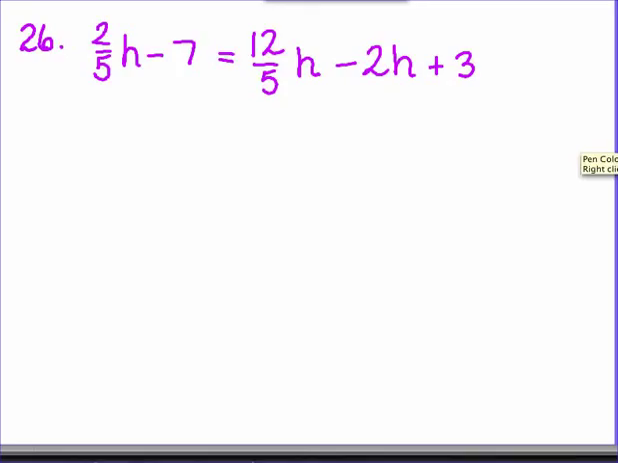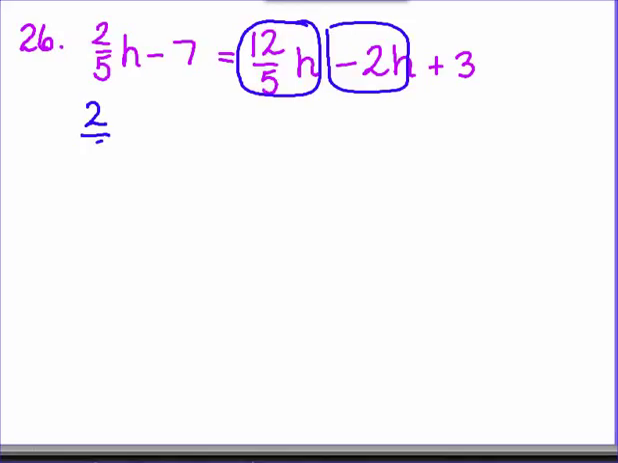If we notice here, I've got this and I've got this, so I need to combine those. I'm going to leave the left side alone: 2/5 h minus 7 equals. Now I need to combine 12/5 with negative 2.